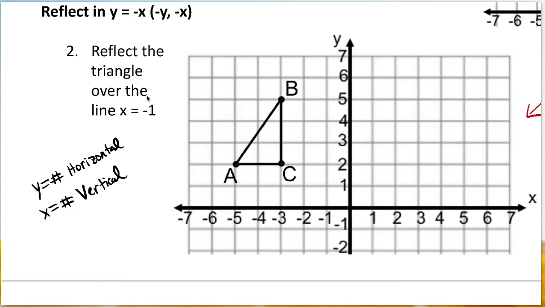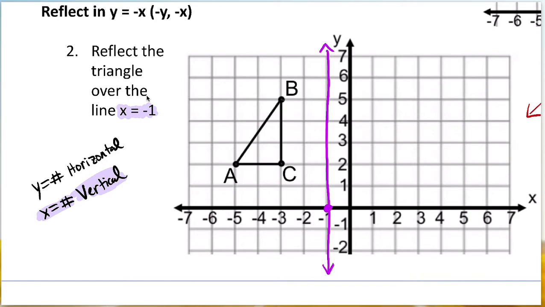So they have an equation here, x equals -1. Well, x equals a number is vertical, so I am going to have a vertical line at the x value of -1. So here's the x value of -1. I will have a vertical line in the graph in that spot, at that x value. Currently I'm on the left of this line. I will go onto the right of this line, and I'm going to be the same distance away.